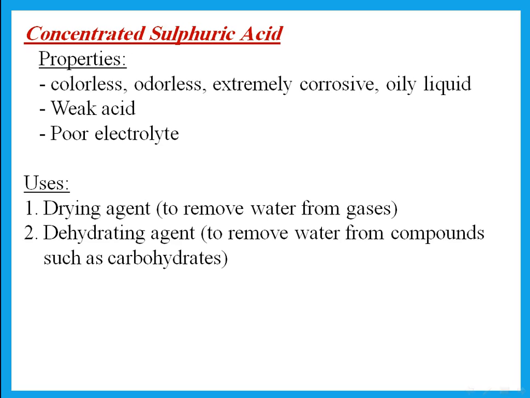So let us talk about the difference between the concentrated sulfuric acid and the dilute. Of course, the concentrated sulfuric acid is something that has very little water in it. Now, what are the properties of concentrated sulfuric acid? First of all, it's colorless, odorless, extremely corrosive. So usually we never use concentrated sulfuric acid in our experiments in the lab. It is a slightly thick, oily liquid. It's a weak electrolyte. Remember, to be an acid, it has to dissolve in water to form H+ ions.